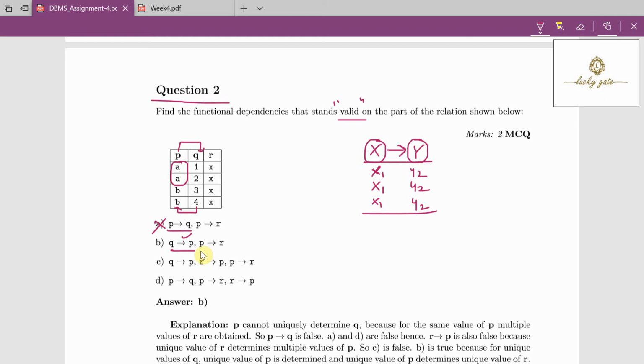What is B? Second one, P implies R. What does it mean? When P's are repeating, the corresponding R should also be repeated. Now here P, A, A repeated, the corresponding R, X, X repeated. Here P, B, B, the corresponding R, X, X repeated. It means this P implies R is also valid. Now the question is about valid dependencies, so we can say option B is the correct answer.